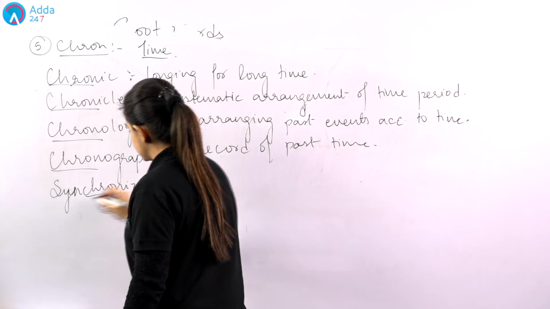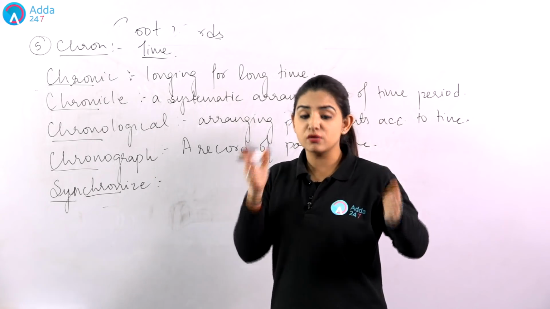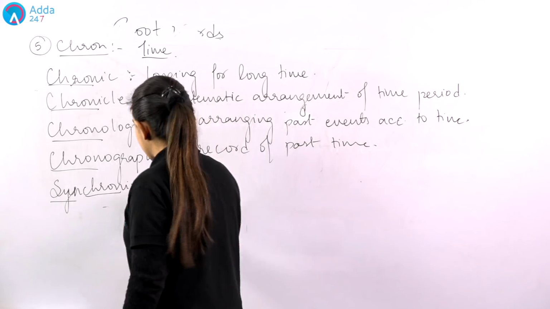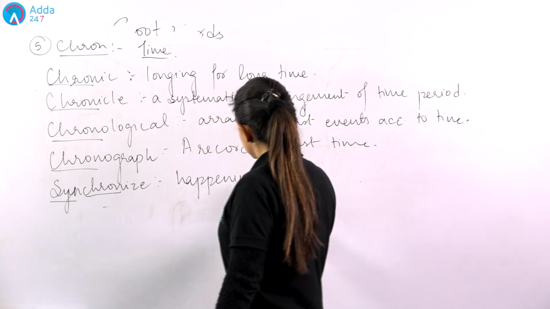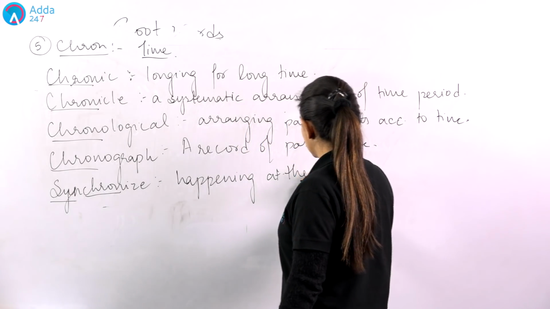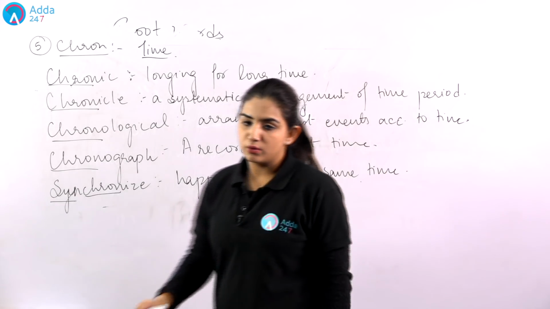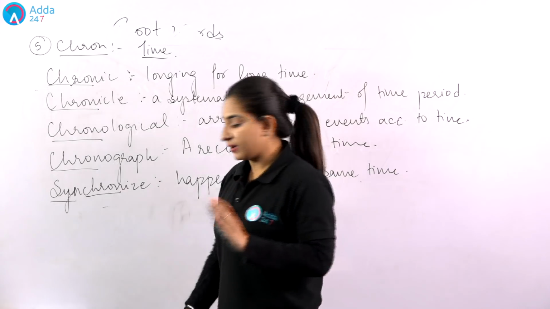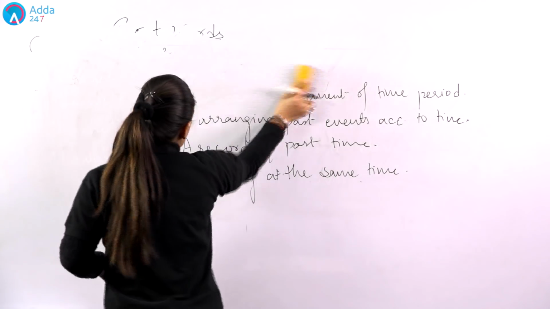And then we have sync. See, sync, what does this mean? Sync means same, similar, and chron is related to time. So what do we mean by synchronize? Synchronize means when something happens at the same time. So all in all, chron, what does this mean? It means related to time only, or lasting long.